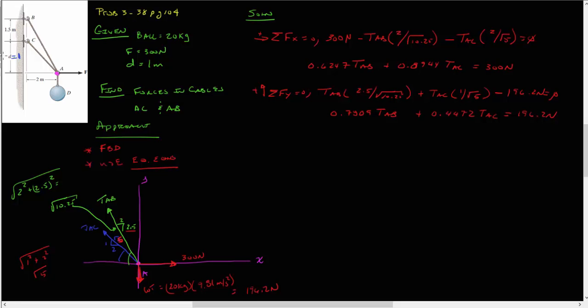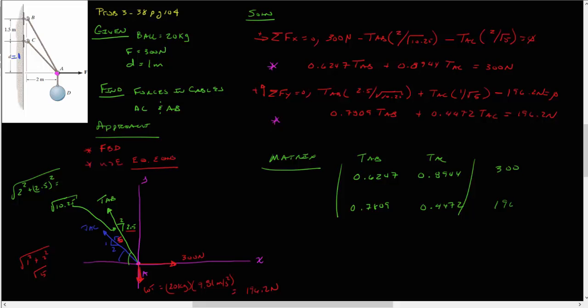So now I have my two equations. I have equation 1, I have equation 2, and I can say I'm going to use a matrix to solve for these. So I get 0.6247, 0.8944, 0.7809, 0.4472. Again, this would be TAB, TAC, over 300, 196.2.